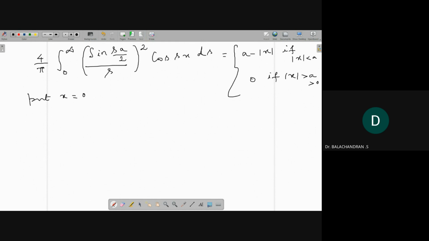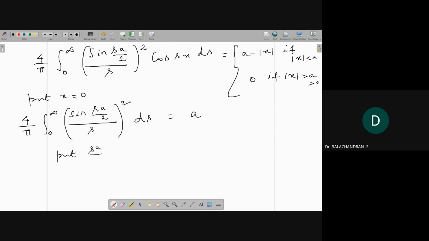So 4 by pi integral 0 to infinity sine of (s a by 2 by s) whole square into cos 0, which is 1, into ds. So this is equal to what? A minus mod x, but x is equal to 0, so you get a.